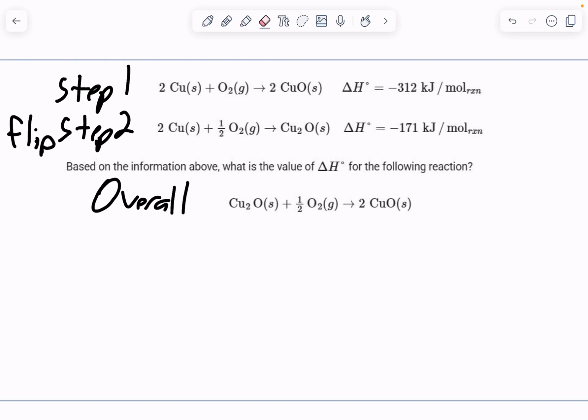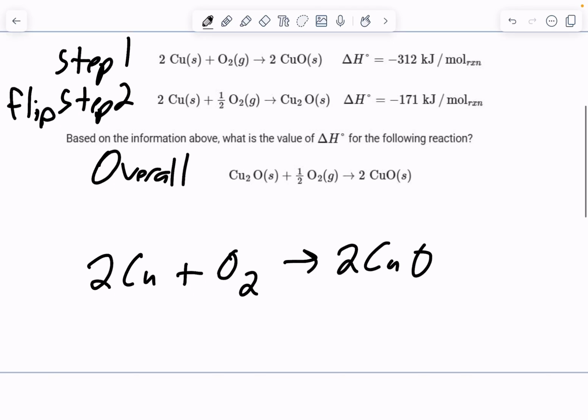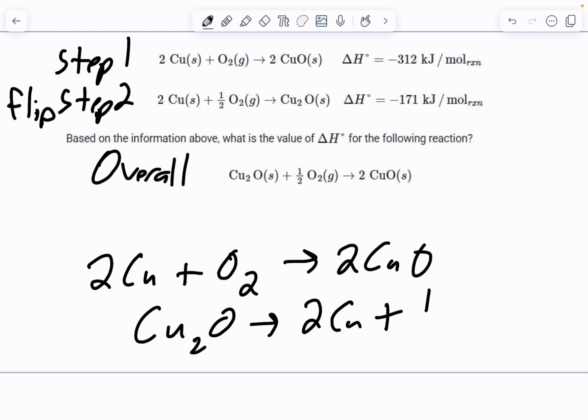So let's write that out. My step 1 does not need to change. That's 2Cu plus O2 goes to make 2CuO. And then I need to flip my bottom step 2 reaction. Cu2O will go to make 2Cu plus 1/2 O2.